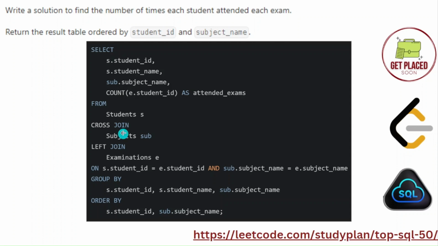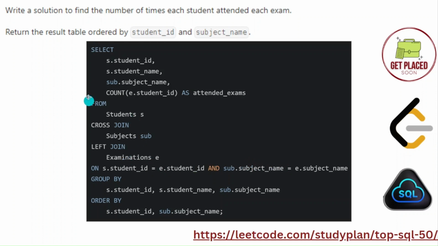When we do the join, we also have to mention the condition on which basis we are joining the tables. That is using the ON keyword. Student ID equals student ID in both tables, where S is the students table and E is the examination table. And we are using the AND operator here. Whenever we use the AND operator, this condition has to be true and this condition has to be true. So we use subject name from the subject table and subject name from the examination table. Based on these two common columns, we do the joins.